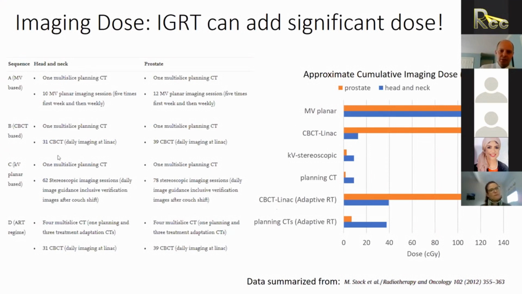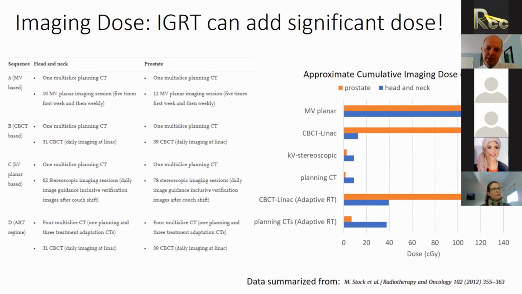So you can see the protocols that they're looking at here. For the MV based, it's 10 imaging sessions, so five times the first week, then weekly, or for prostate, it'd be 12 sessions, so five times the first week, then weekly. Cone beam would be 31 cone beam CTs, daily imaging, or 39 cone beam CTs, daily imaging. So you can see here the dose can add up to about 1.4 gray. And this is the dose at isocenter, but this entire imaging dose is not necessarily just delivered to the isocenter. It's kind of a full body dose.